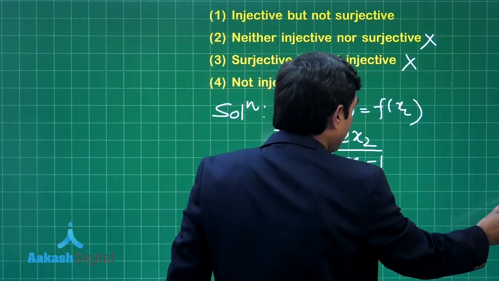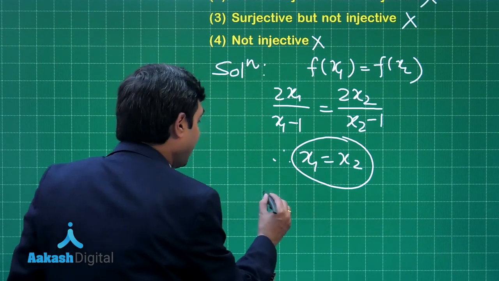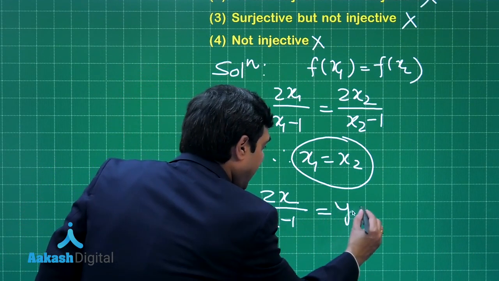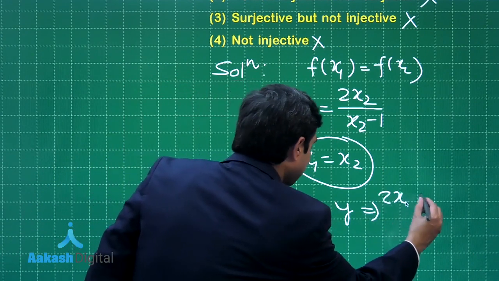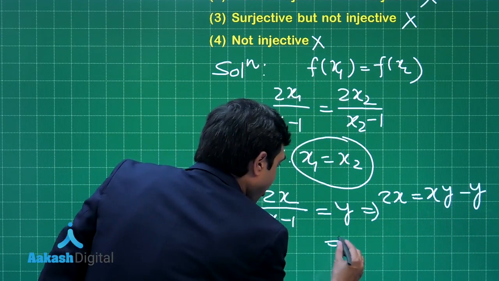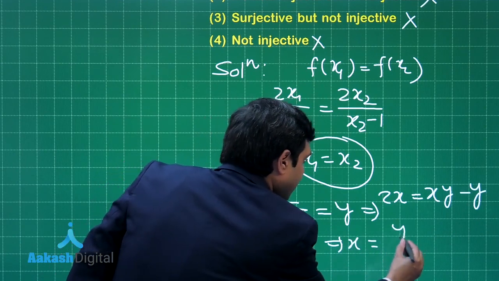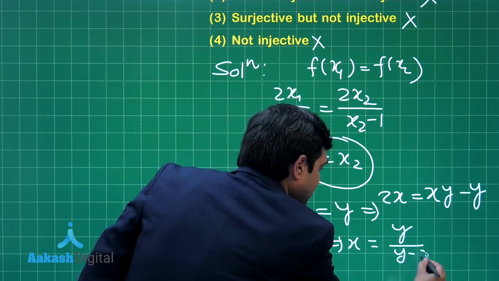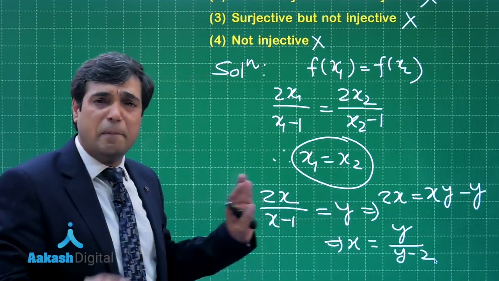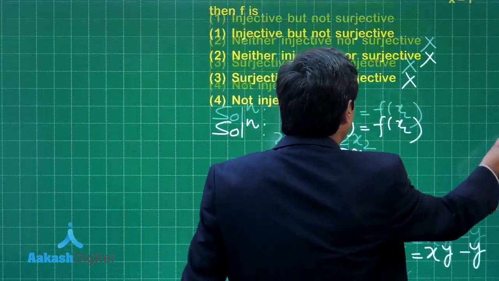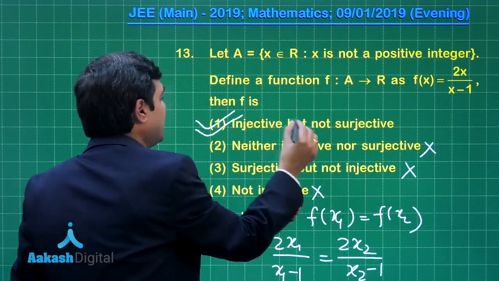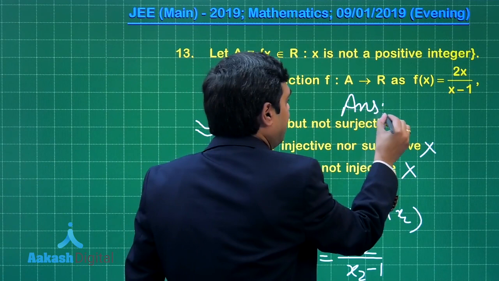Correct. Also you can say when you rewrite the function as 2x upon x minus 1 equals y, this gives us 2x equals xy minus y, or x equals y upon y minus 2. So here also we can see y is not going to take the value 2. So there are many such values which the function will not be taking. So yes, it is not surjective. So the correct answer is option number 1.